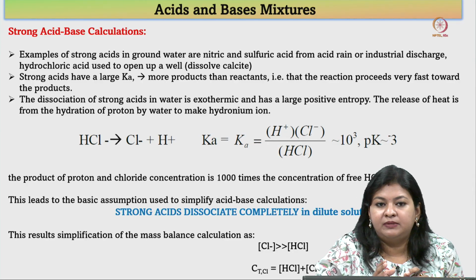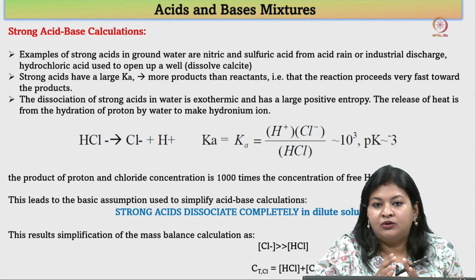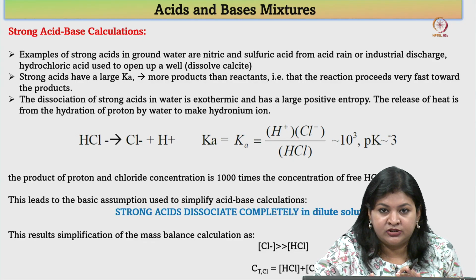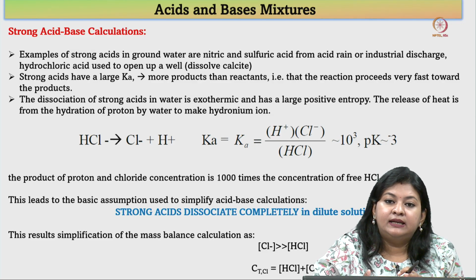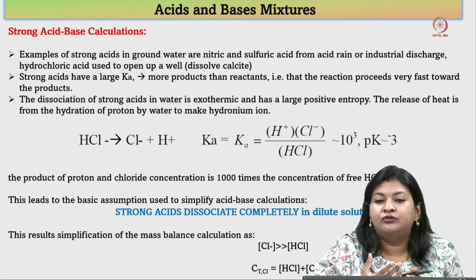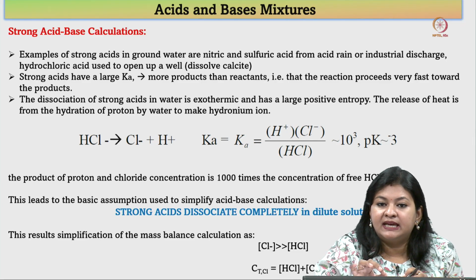The reaction rate will be very high, and the dissociation of strong acids is generally exothermic in nature. That means the heat of the system will increase, and that will increase the entropy of the system. The release of heat is generally from the hydration of the proton to make a hydronium ion.